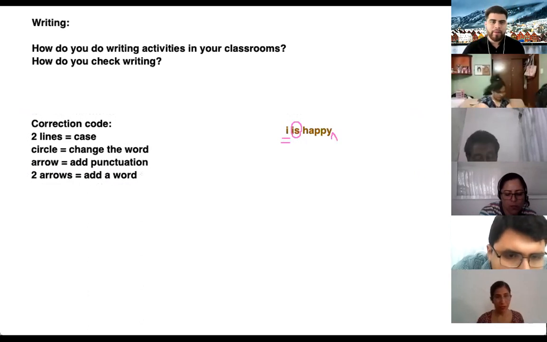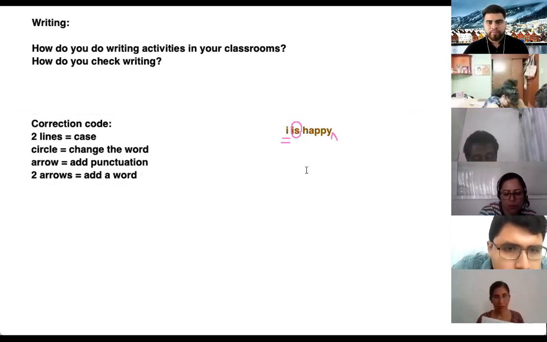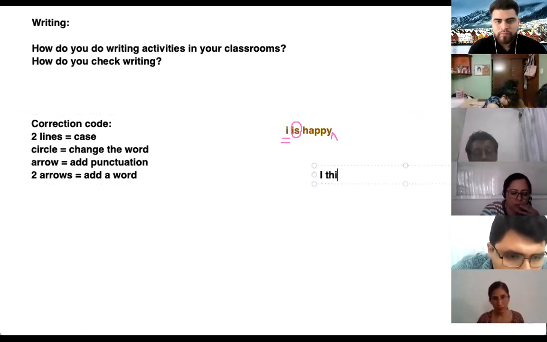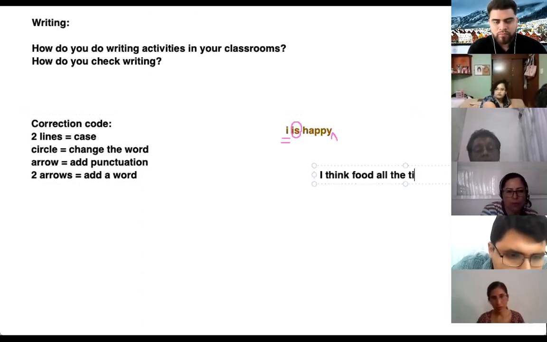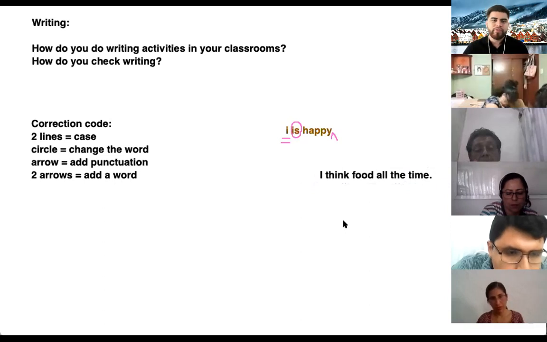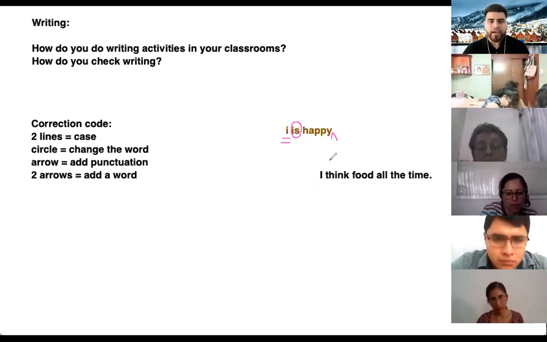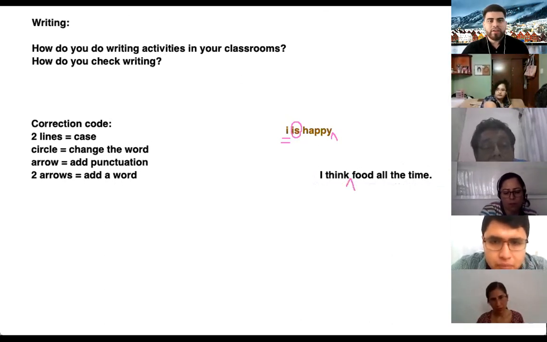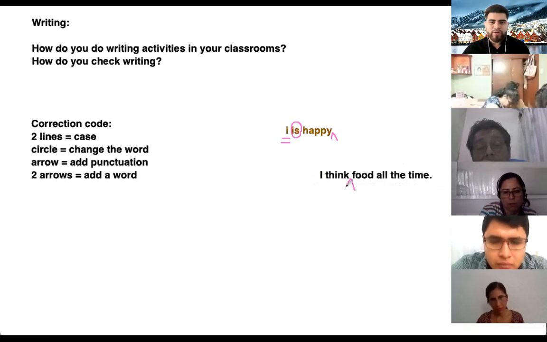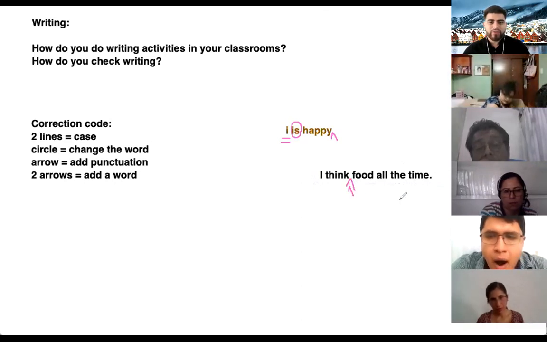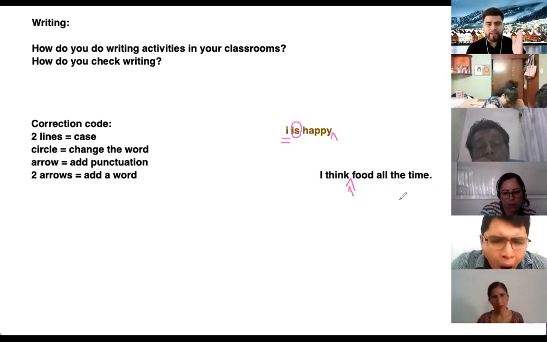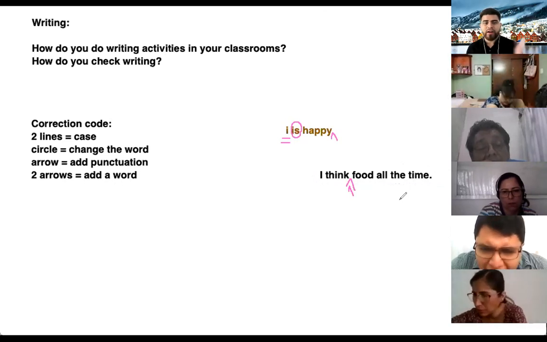Okay, now let me give you an example. I think food all the time. We know that it's missing a word right here. I think about, or I think of, right? So if you draw two arrows, then they will know to put a word in there. I think about, I think of.